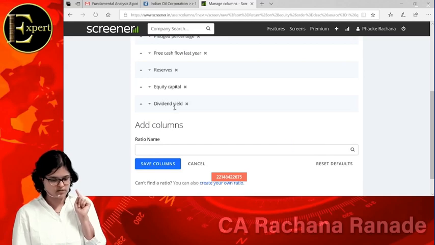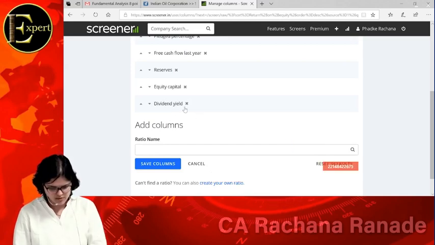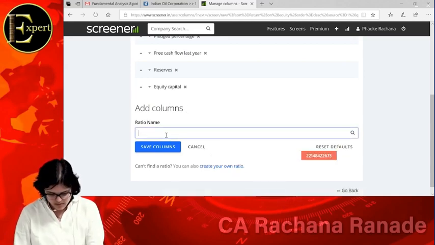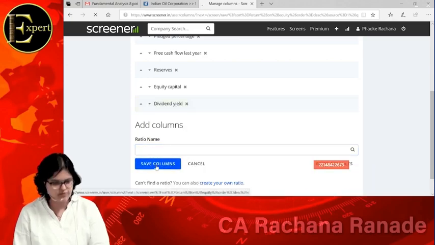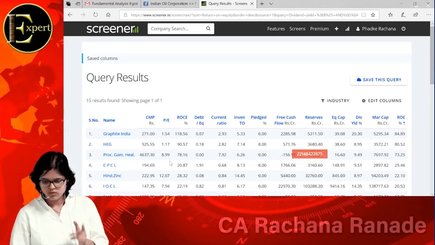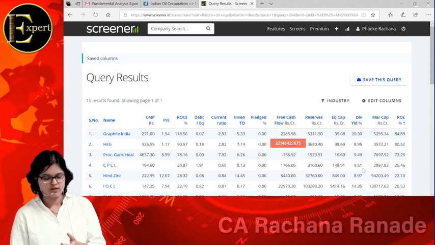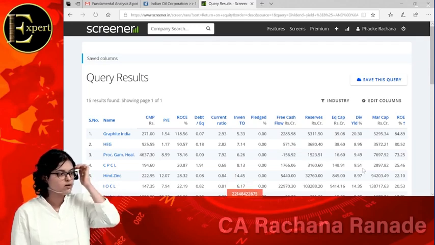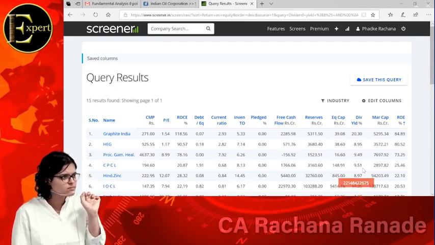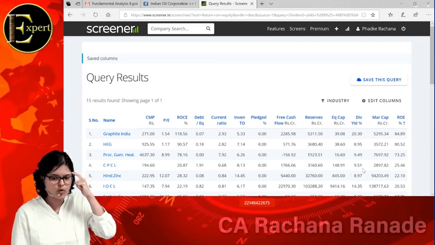So it went up here, see. I'll show it one more time. Okay. Dividend yield. Save columns. So every single time now it will show me how much is dividend yield. Okay. So how did we go about it right now? Do you want to quickly write it down? How the flow went overall?